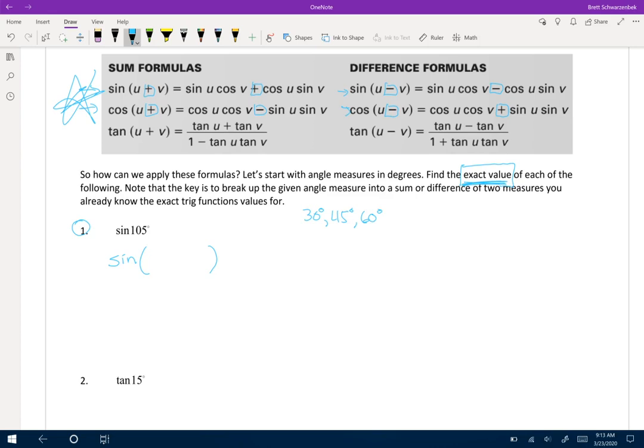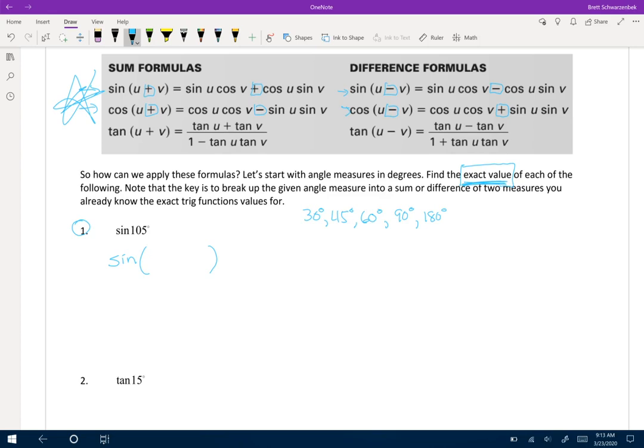Those are exact values. And by the way, we could also talk about angles like 90 degrees or 180 degrees, any 270, all those angles create exact values. So we want to look at 105 and see, well, is there any way we could take a pair of these angles with their sum or difference and create the angle 105?